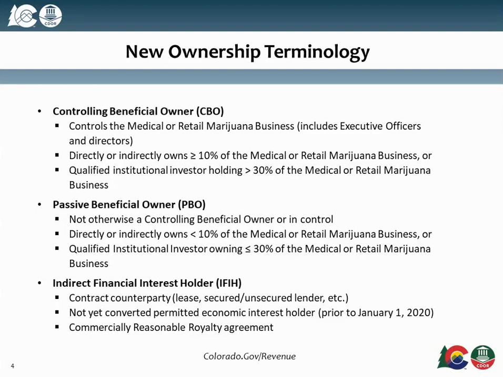Finally, indirect financial interest holders is a new defined term that captures contract counterparties, including landlords and lenders, for example, as well as legacy terms that existed under prior statute, permitted economic interest that have not been converted to ownership prior to January 1st, 2019, and commercially reasonable royalty interest holders, which existed under prior statute, are all defined as indirect financial interest holders.